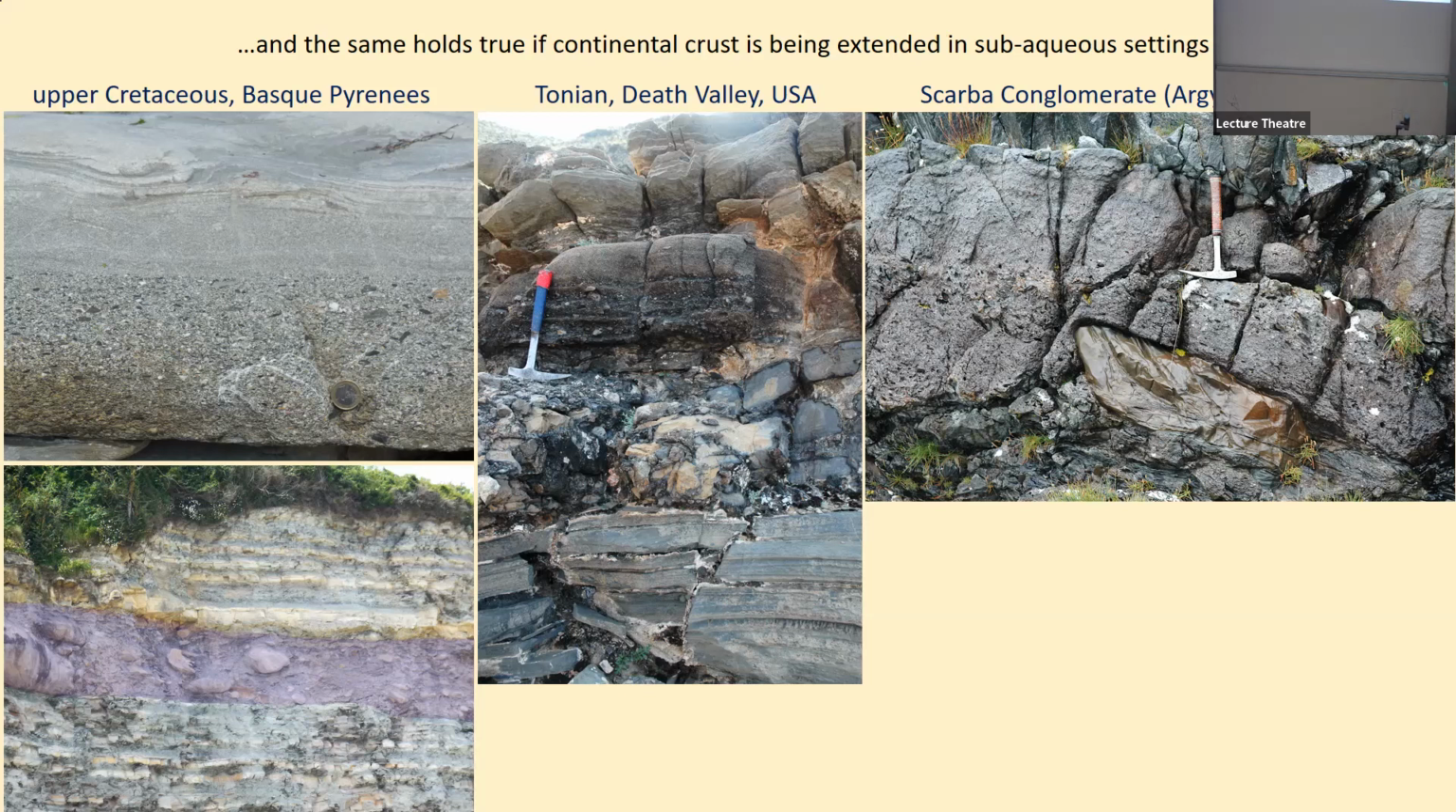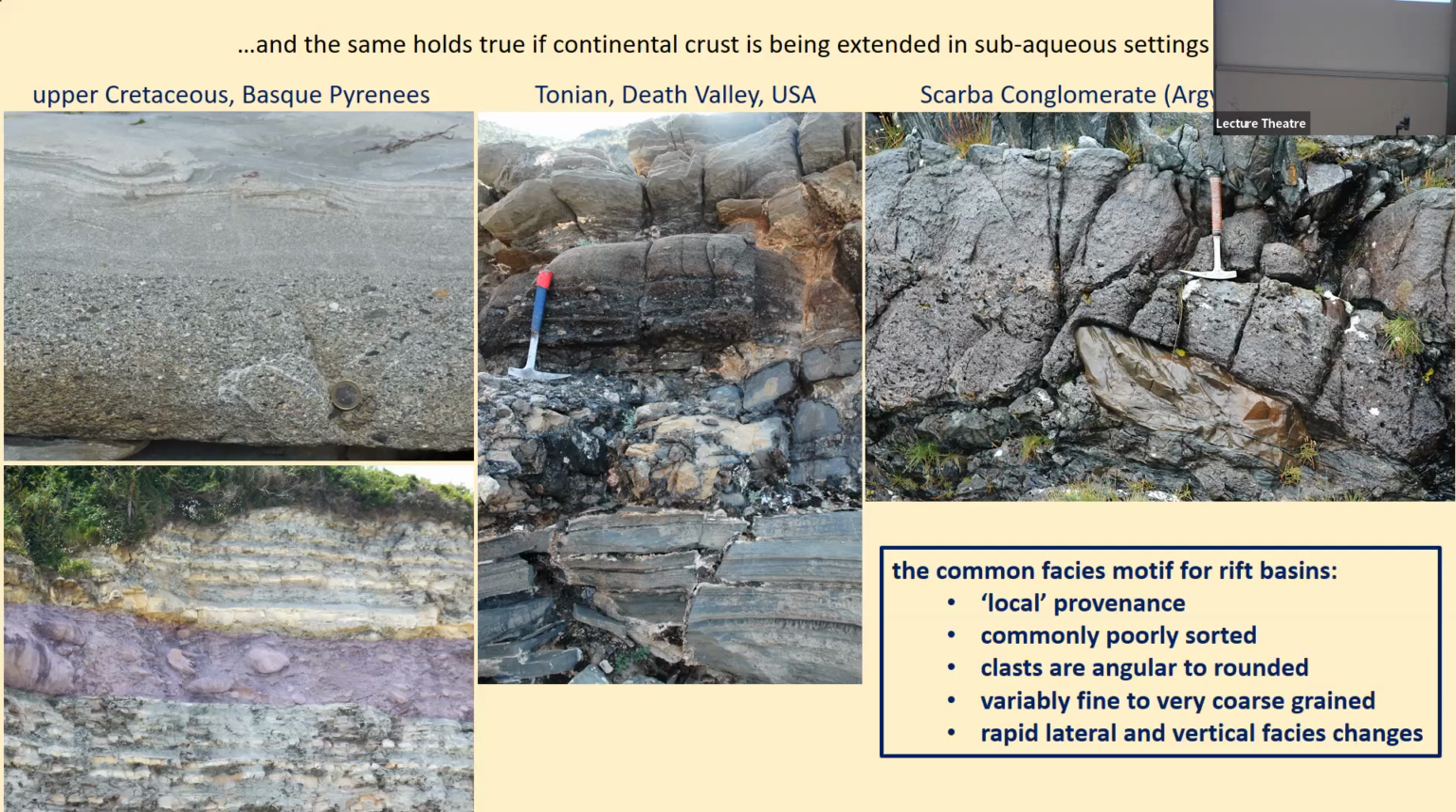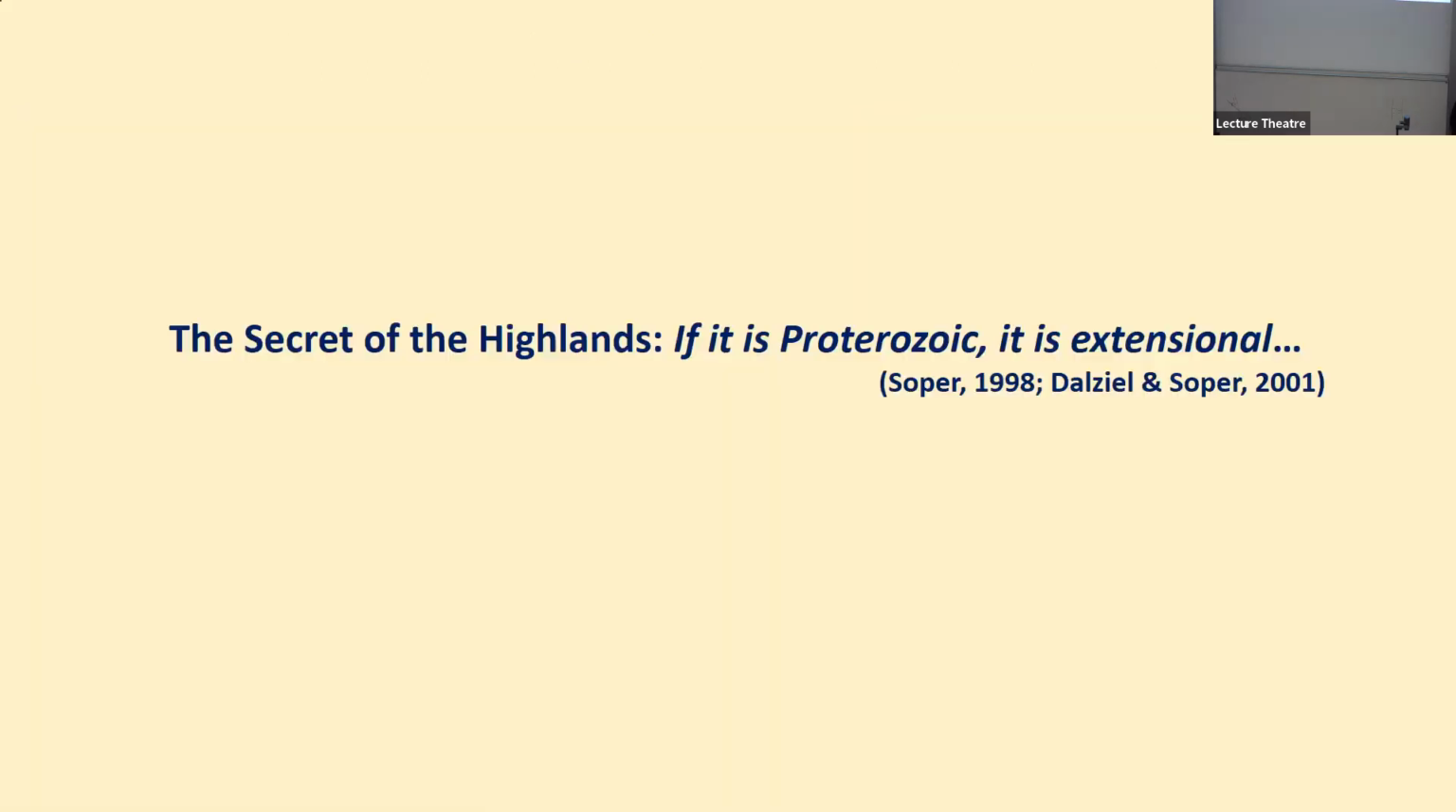So that's what we should see. So, in a nutshell, local provenance, poor sorting, mixture of very angular to rounded clasts, rapid lateral and vertical facies associations. That's the motif. Any extensional basin, anywhere in the world, at any time in Earth history. So this is our mantra. If it's Proterozoic, it's extensional.